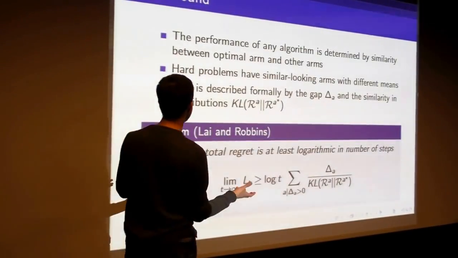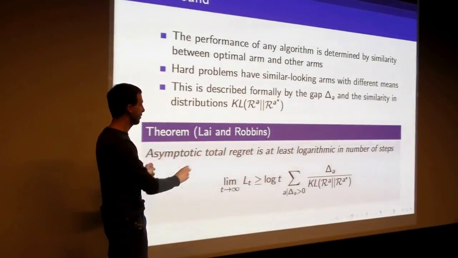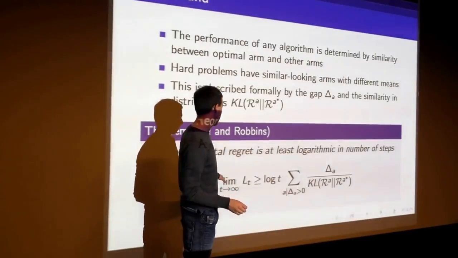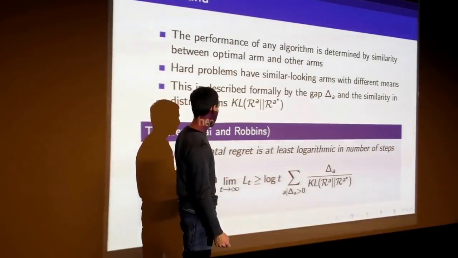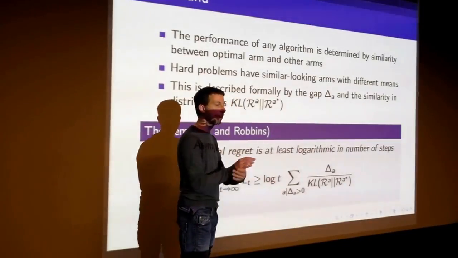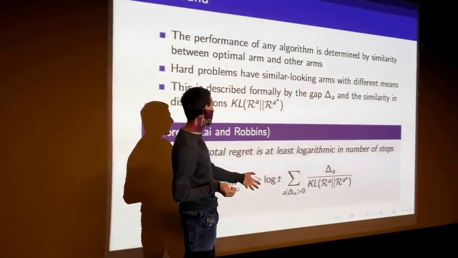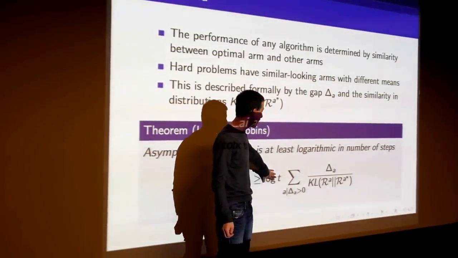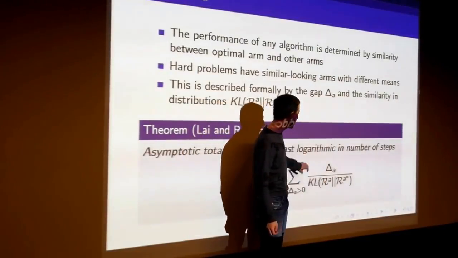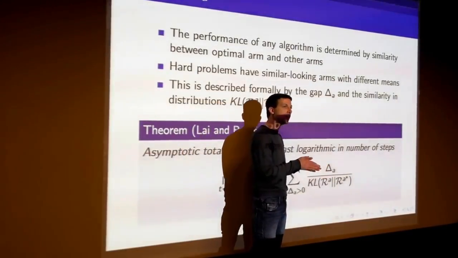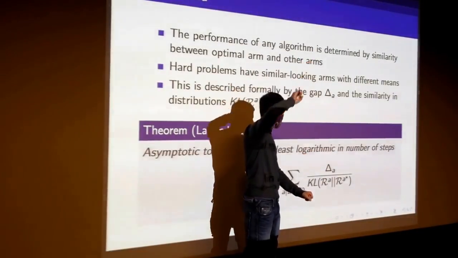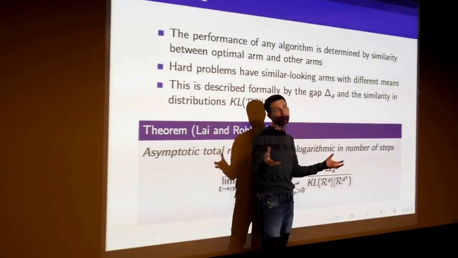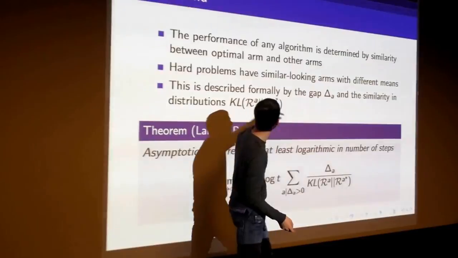So this is one slide of theory: the total regret is at least logarithmic in the number of steps. This is the total regret that we're incurring over time, that plot we were looking at. The regret that we incur is at least logarithmic in the number of steps that we take, multiplied by a term which is proportional to the gap. So the more different the arms are, the more regret will occur, and it's inversely proportional to the difference in the distributions. This is the term that tells us how hard the problem is.